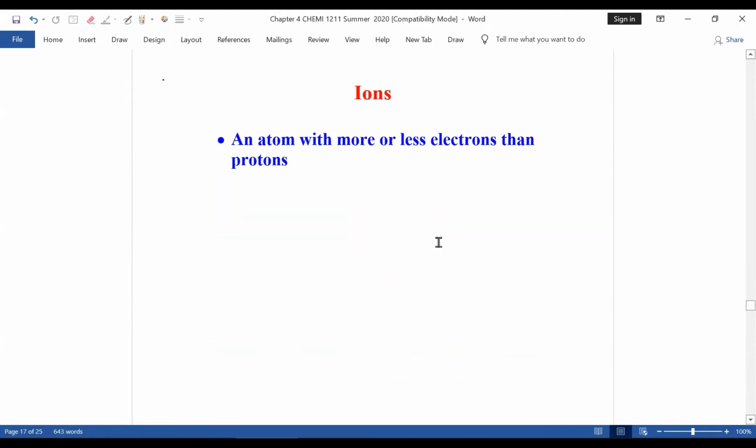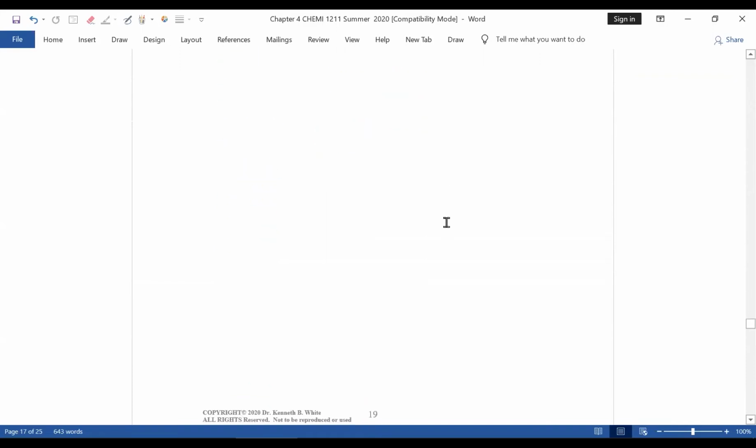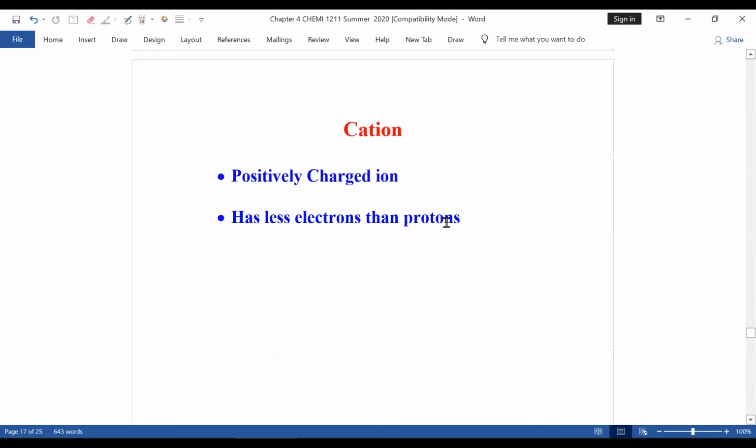I'll talk about this later on, what's in the chapter, so I should go over it real quick. When an atom loses or gains electrons, it forms an ion. I'll talk more about this later for test number 2 material. There are types of ions, cations and anions. Again, I'm going through quickly. This won't be on test 1, it'll be on test 2.